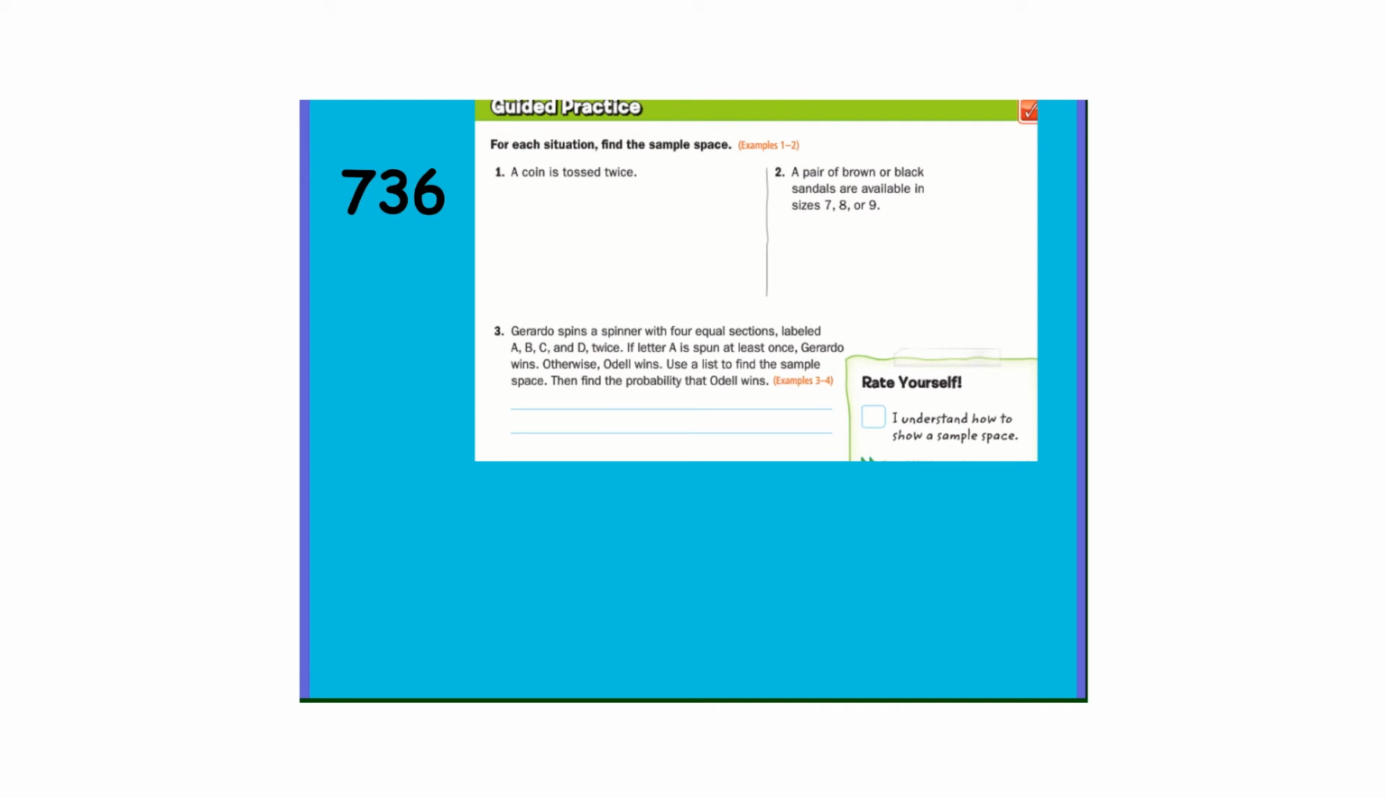Go ahead and pause and try number 1, 2, and 3. And it says find the sample space from 1 and 2. So it means you can abbreviate, but write out the outcomes.